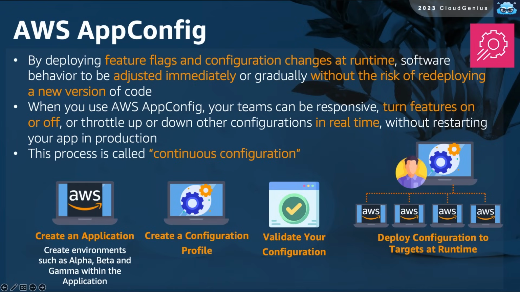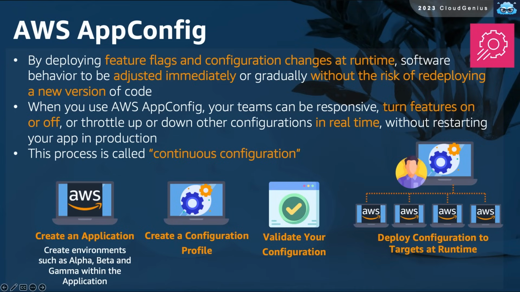AWS AppConfig is a service provided by Amazon Web Services that simplifies the process of deploying and managing application configurations. It allows developers to separate their application code from configuration settings, making it easier to modify configurations without changing the code. With AWS AppConfig, developers can create configuration profiles, which define sets of configurations for different environments, such as development, testing, and production. These profiles can be versioned and maintained separately, ensuring consistency across environments.